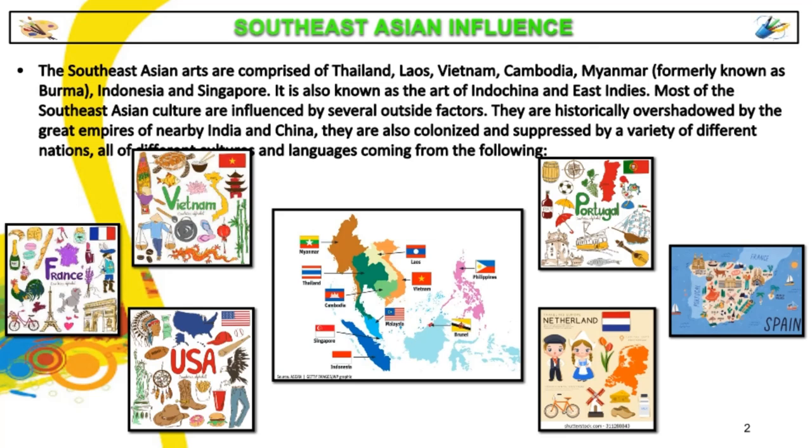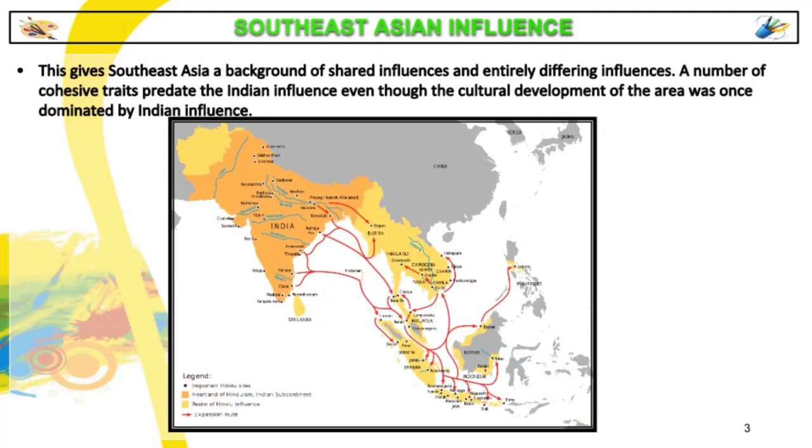They are historically overshadowed by the great empires of nearby India and China. They were also colonized and suppressed by a variety of different nations, all of different cultures and languages, coming from the following: USA, France, Netherlands, Portugal, and Spain. This gives Southeast Asia a background of shared influences and entirely differing influences.